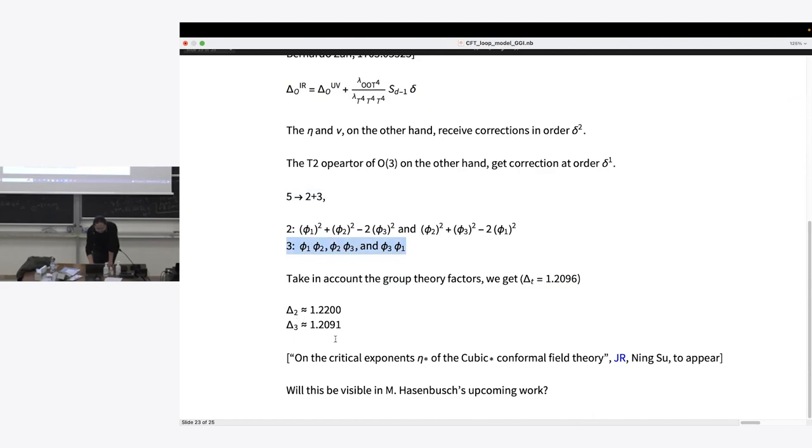So we call this new critical exponent eta star, because of the tradition that when you deal with the O(N) model, lambda phi four model coupled with Z2 gauge theory, people put a star there because the parity symmetry is gauged. So there's a small difference, but hopefully, I heard Professor Hasenbusch is working on cubic simulations using Monte Carlo now. Maybe this is visible in his upcoming work. I don't know.